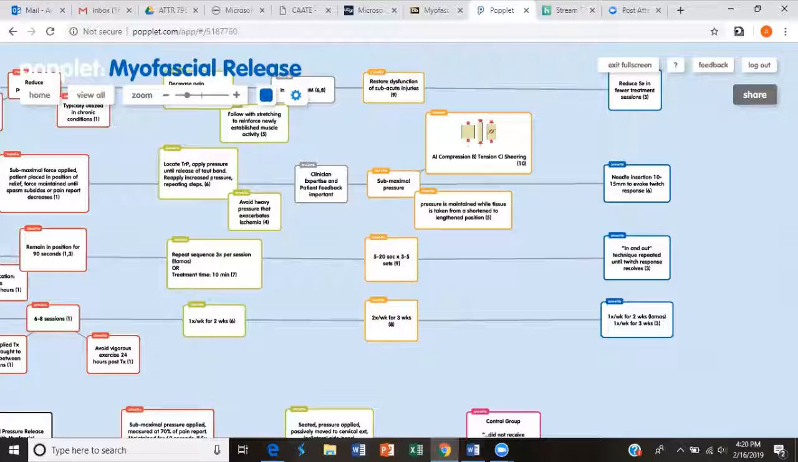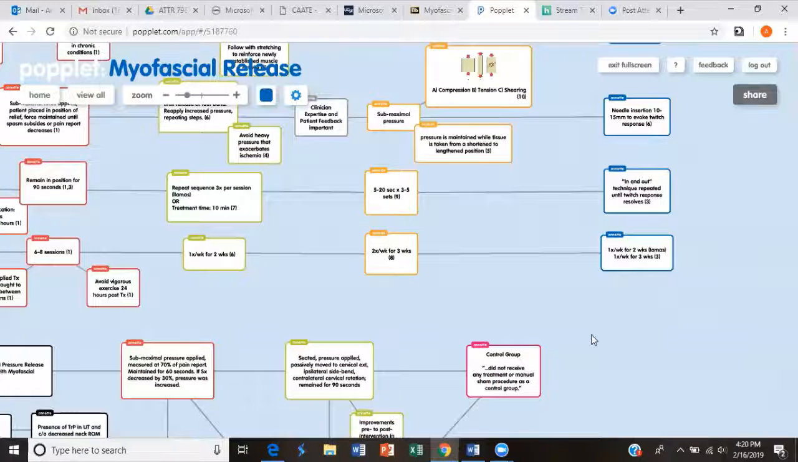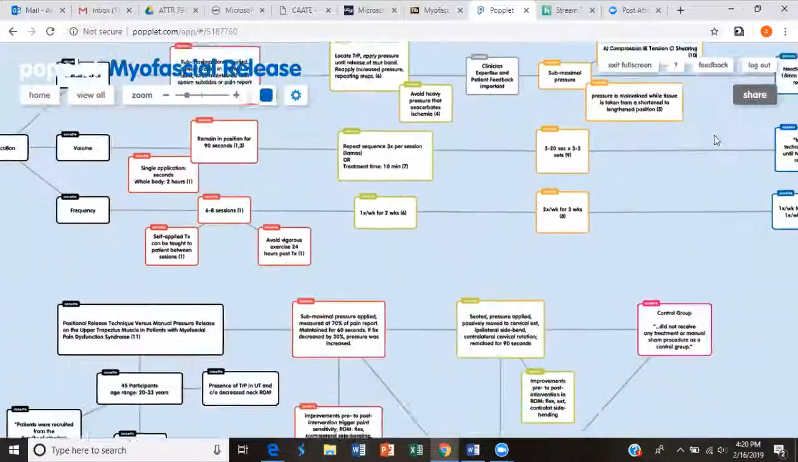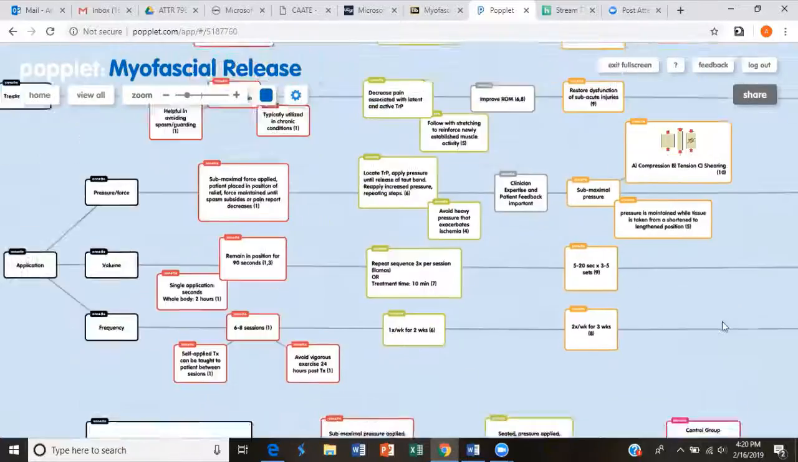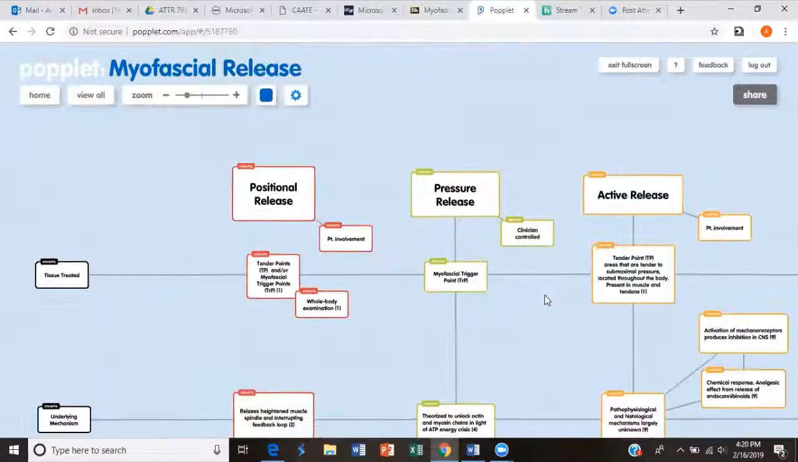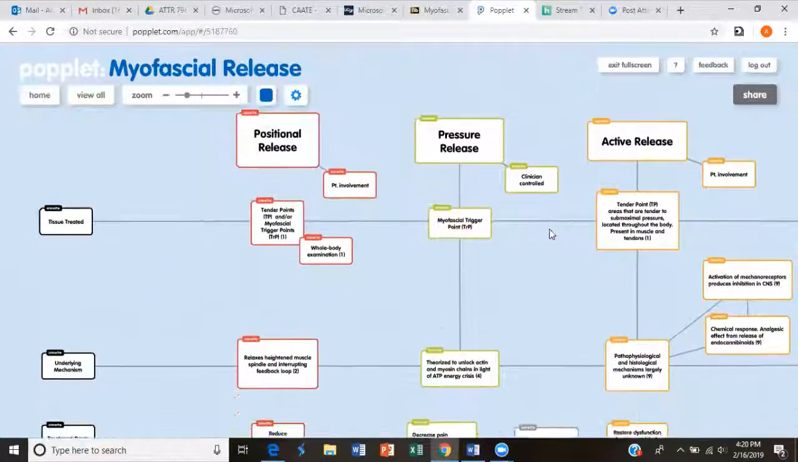This technique has been found successful with 2 treatments applied at 1 time a week. And another study also showed success at 1 time a week when applied for 3 weeks. Looking at a comparison head-to-head, I chose positional release and pressure release.